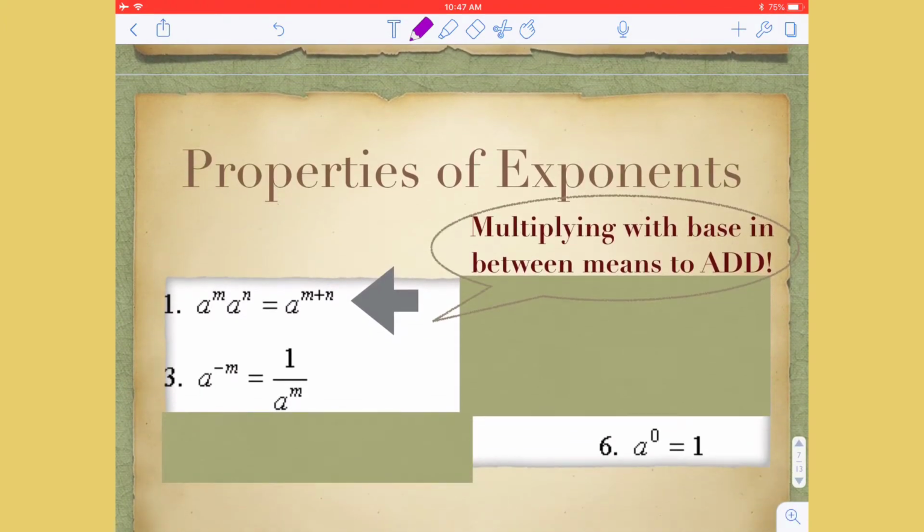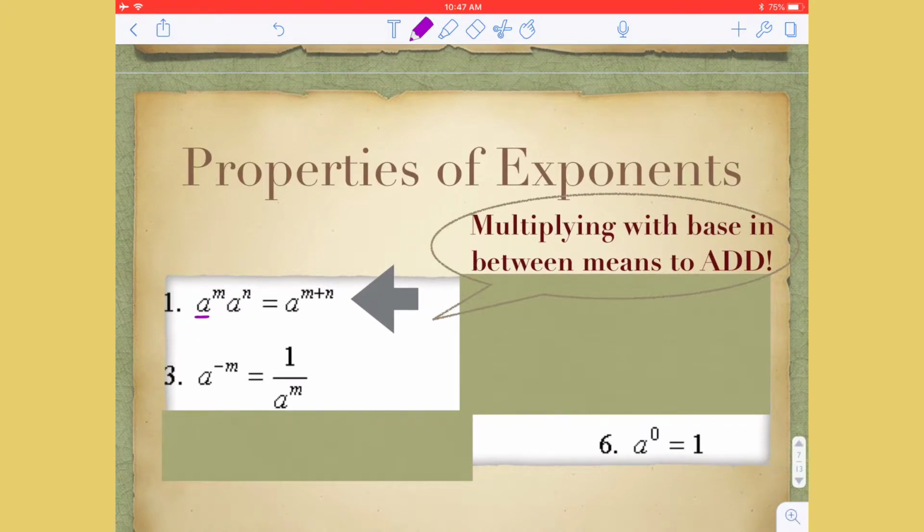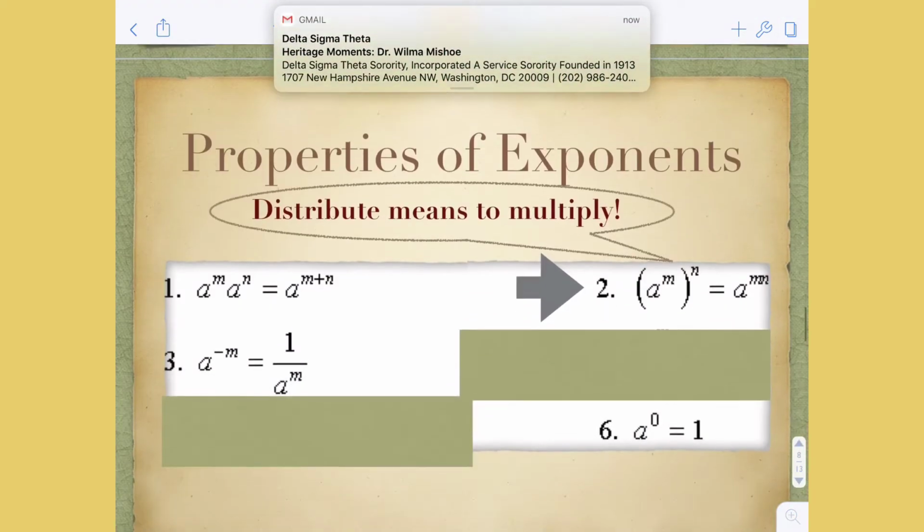Another property of exponents states that when you are multiplying two values that have the same base, then you're going to keep that base and you can add their exponent values together. And this comes in super handy. Again, the key is those base values must be the same.